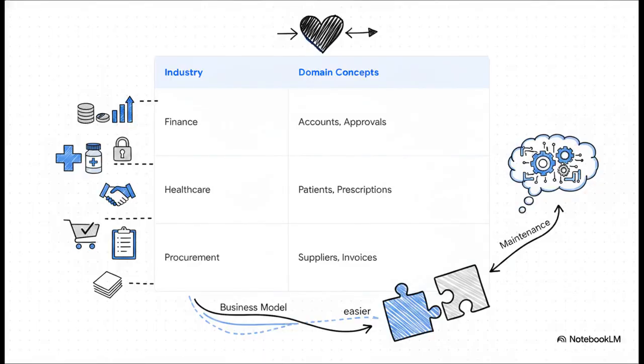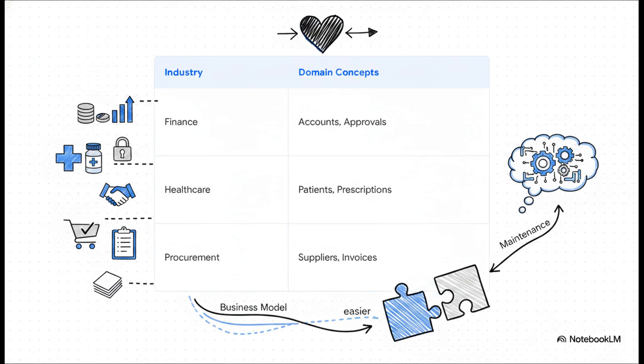At the very heart of that layered structure we just talked about is the domain layer. This is where the core business concepts actually live, and it is the literal heartbeat of your software. And naturally, it completely shifts based on your industry. Think about it. If you're building a healthcare system, your domain model is built entirely around patients, prescriptions, and care plans. If it's procurement, it's all about suppliers and purchase orders.